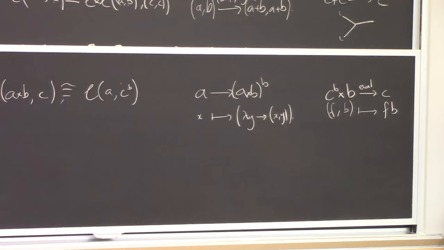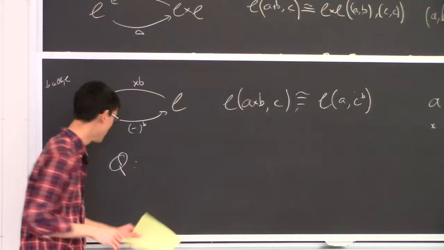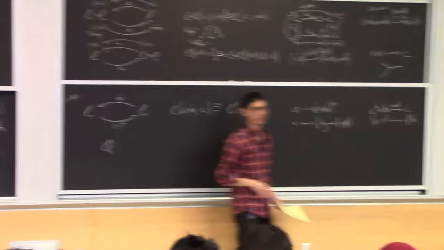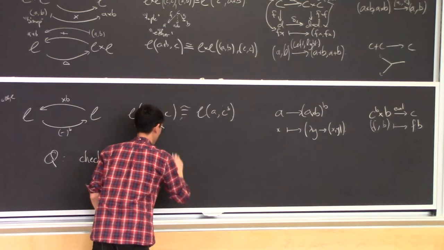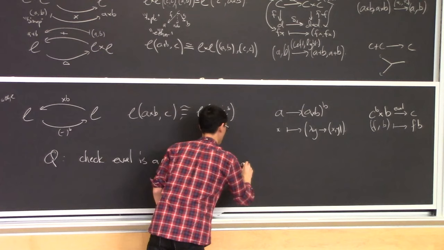And so I'm going to close right now. It's about time. But maybe a good question to discuss with a partner while we drift out of the room is: the claim now that I've said is that eval is a natural transformation. So it's a good idea just to check that the theory is giving the correct answer. So check eval is a natural transformation. What is the naturality square and does it commute? Thanks.